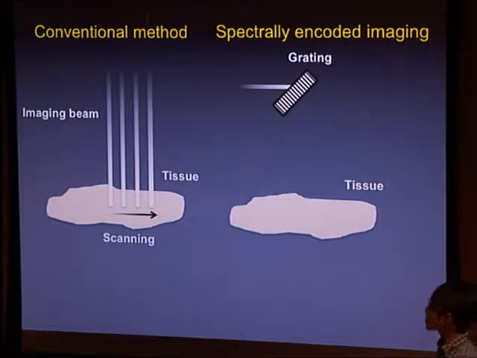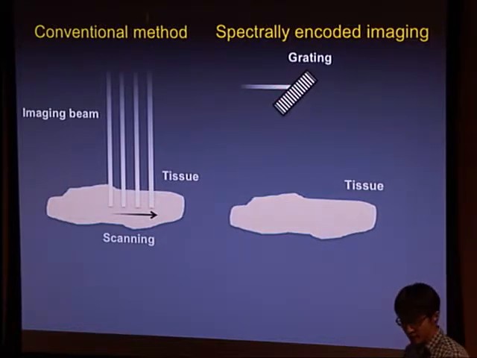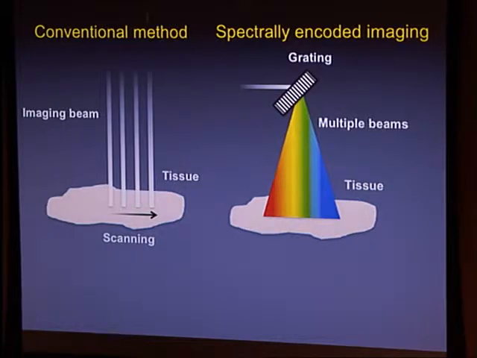In our approach, we are taking a different sort of method where we have a diffraction grating, and we hit the diffraction grating with broadband light, so that the light gets instantaneously dispersed into multiple beams, and different colors or different wavelengths go to different locations of the tissue, so that we can image one line on the tissue with one single shot of the light.